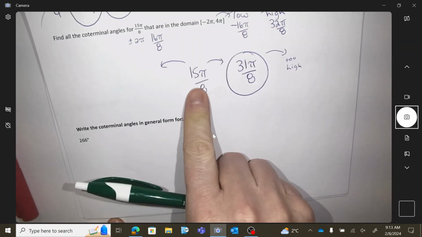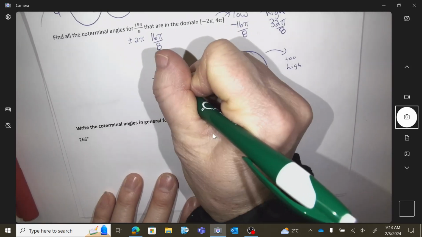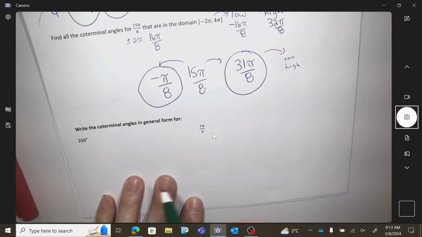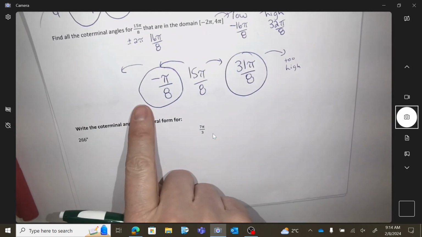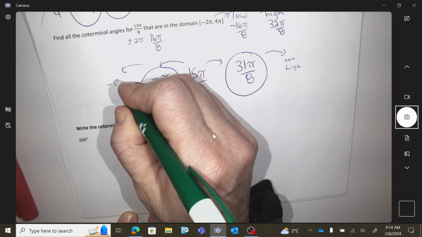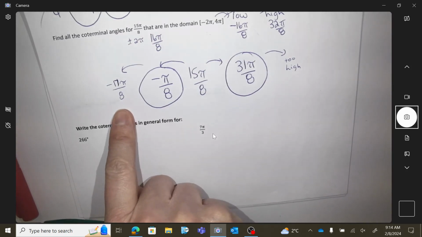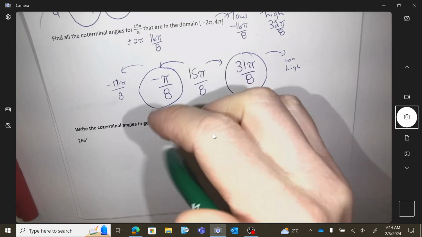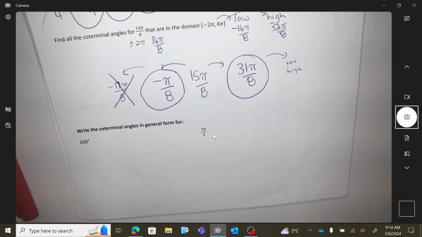Okay, so from 15, can you go down by 16? If I went down by 16, I get to negative 17, which is too low. So no, you can't do that one. You've gone too far. So stop. That's it. You have 2 answers on that one.